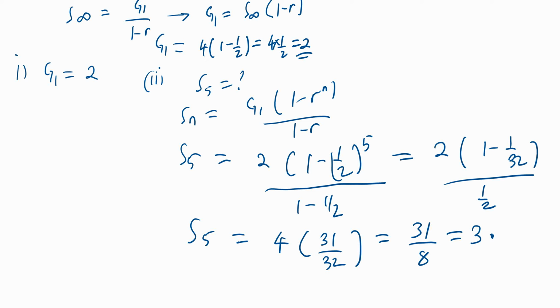You can calculate the 7 over 8 by using any method you want. 31 divided by 8, you are going to get 3.875. So this is how we are dealing with infinite geometric series. You can do as many questions as possible.